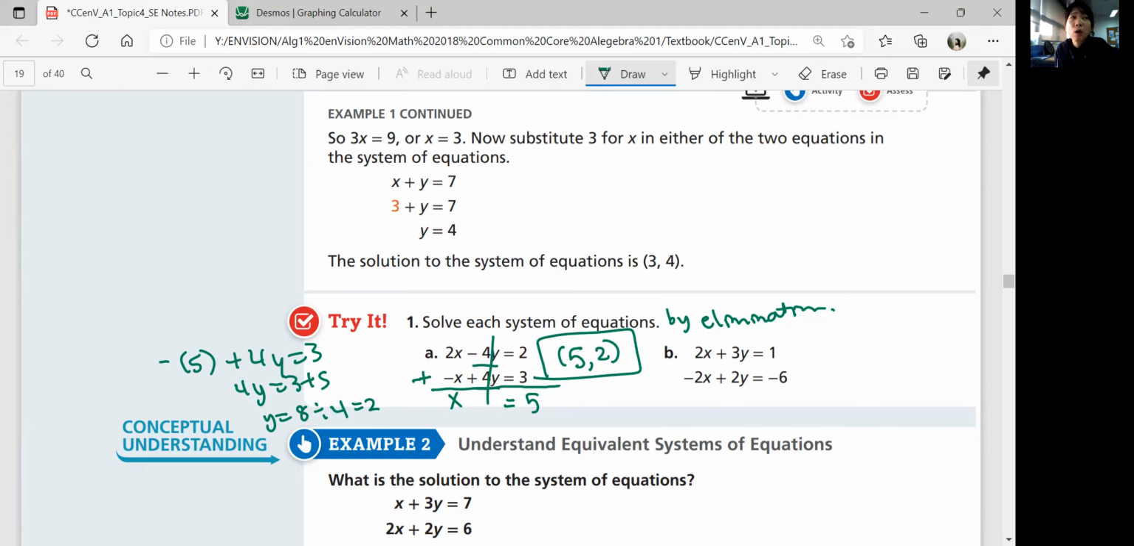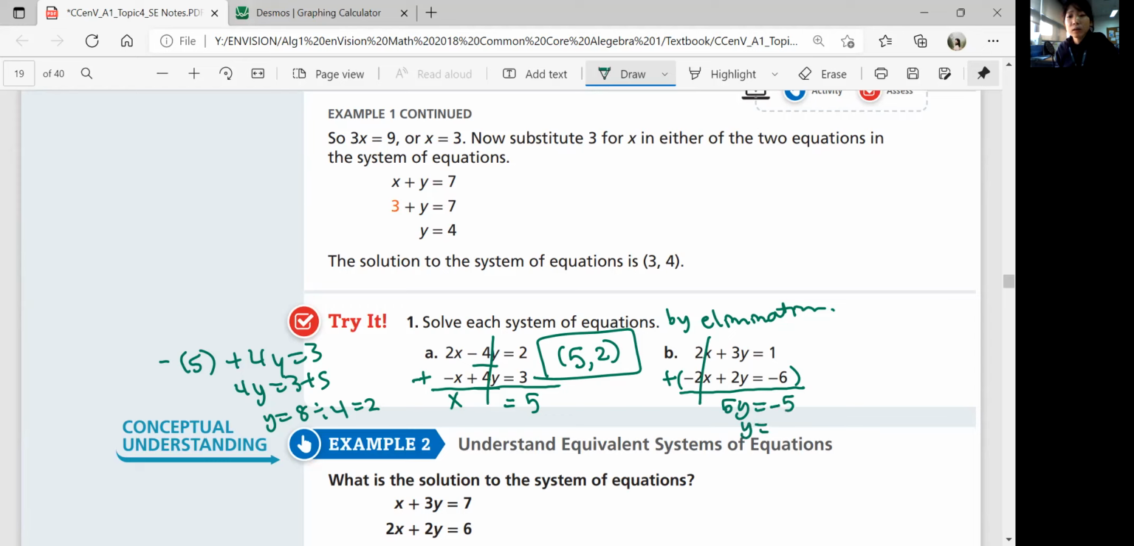Part B, this is also easier to solve with the elimination method because you have 2x and negative 2x on each of the equations. So you can match them and eliminate the variable x. Okay, you add them, add the whole equation, and then you add the y terms. You have 5y is equal to 1 minus 6, which is negative 5.